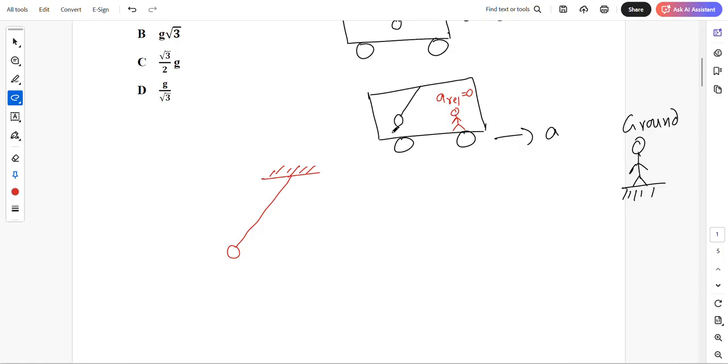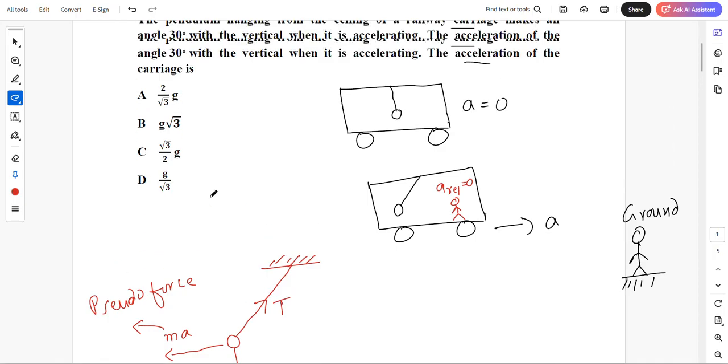A relative is 0 now, but you are supposed to apply pseudo force here, in the opposite direction of A. How much pseudo force will it be? M into A. Now this is M into G. Hope you understood. This is the direction of A. In the opposite direction of A, this is called pseudo force. Now this is the tension in the string.